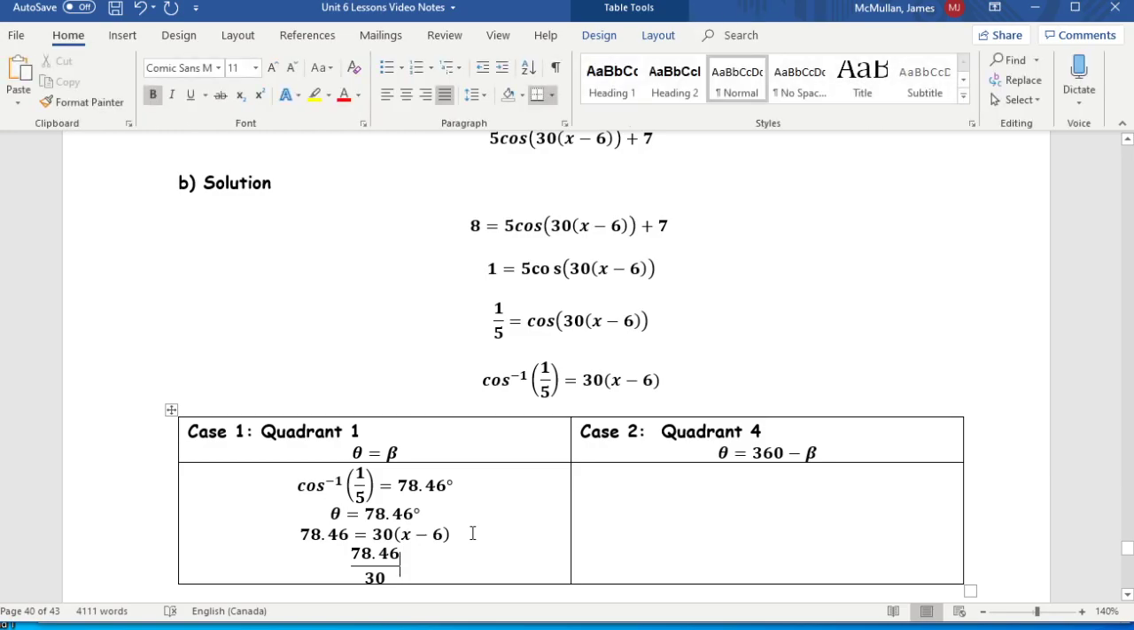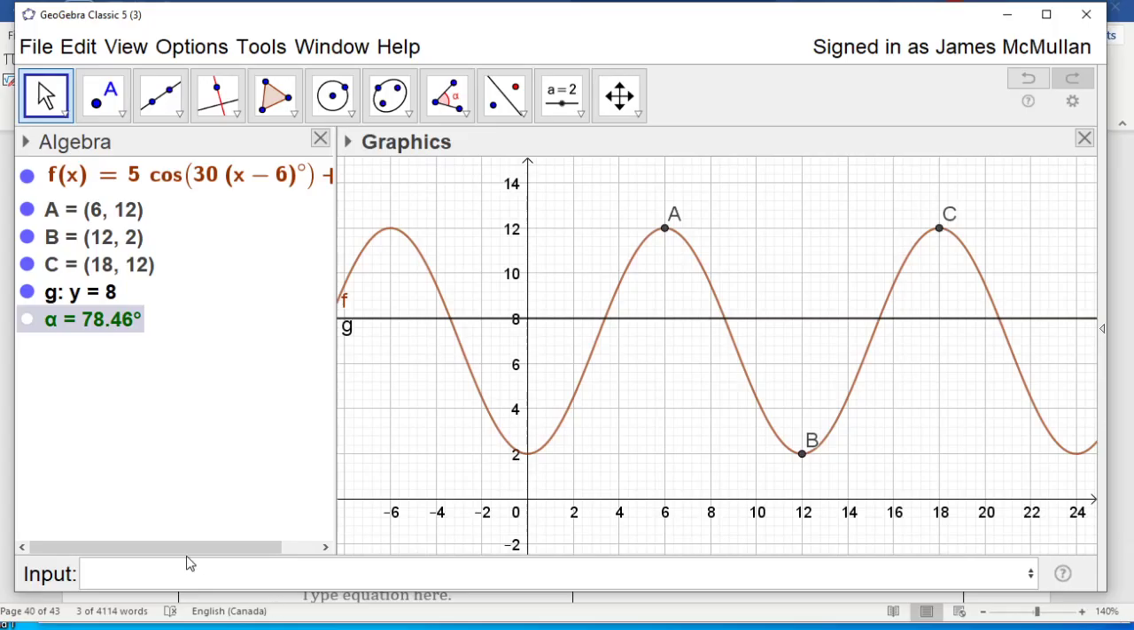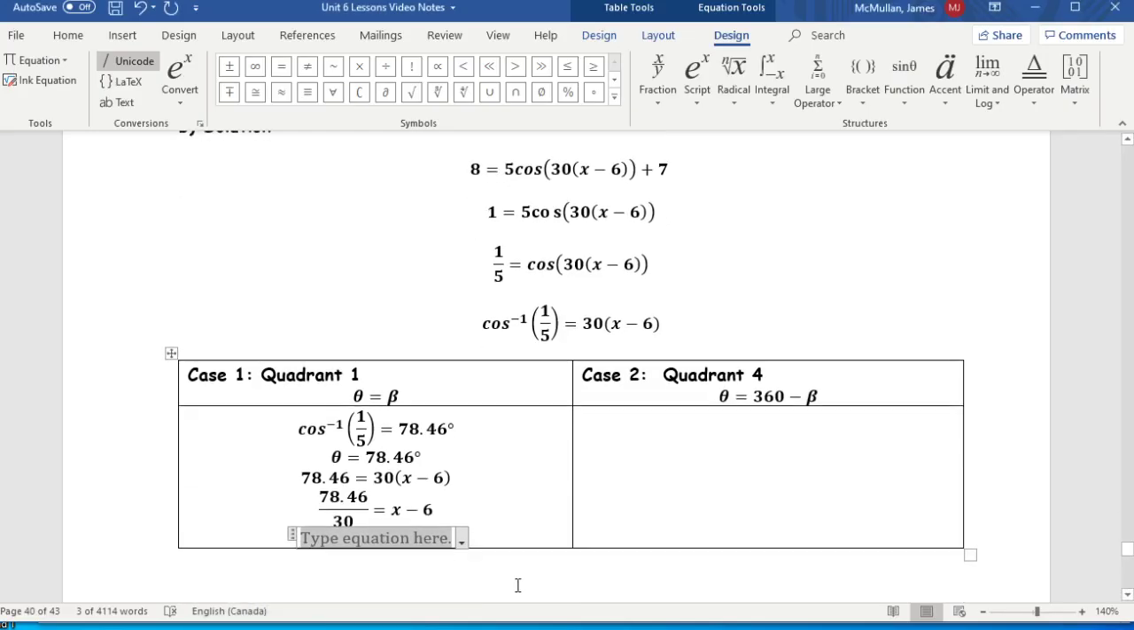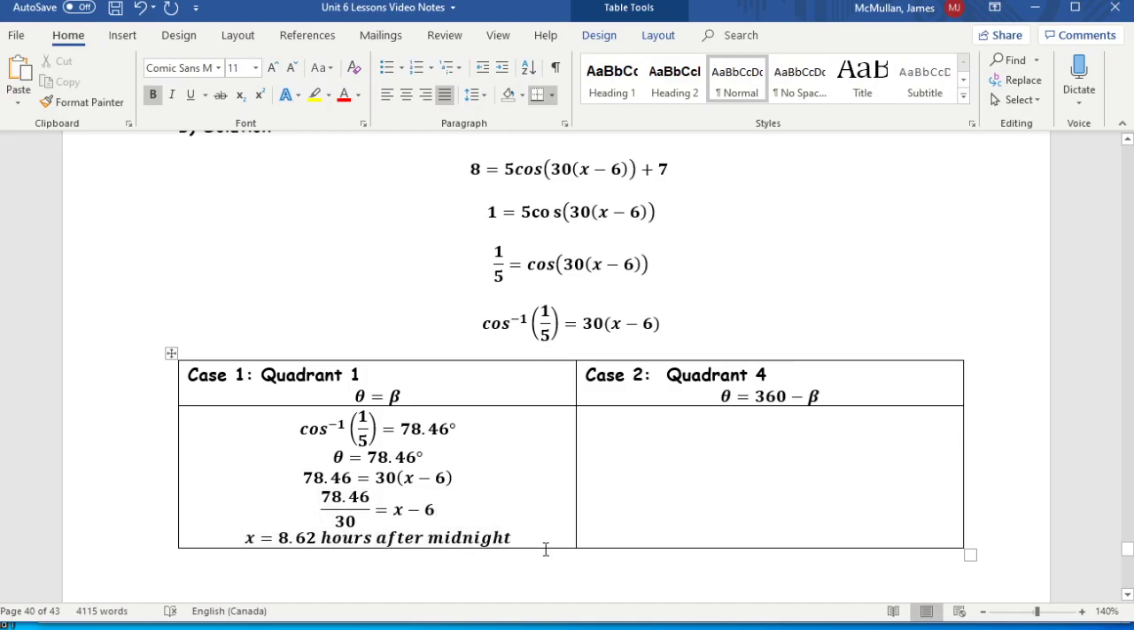x minus 6. And therefore, let's just do 78.46 divided by 30, and then plus 6 would be 8.62. Okay, so we have one answer here. It would be 8.62 hours after midnight.